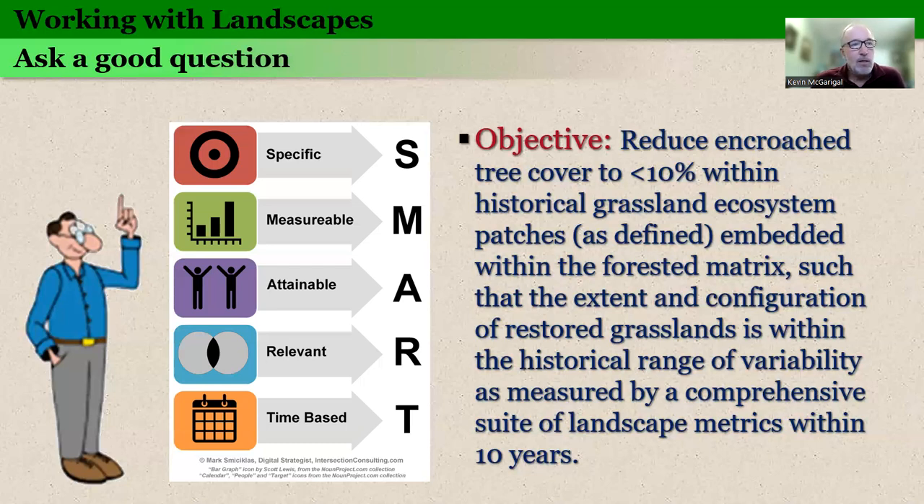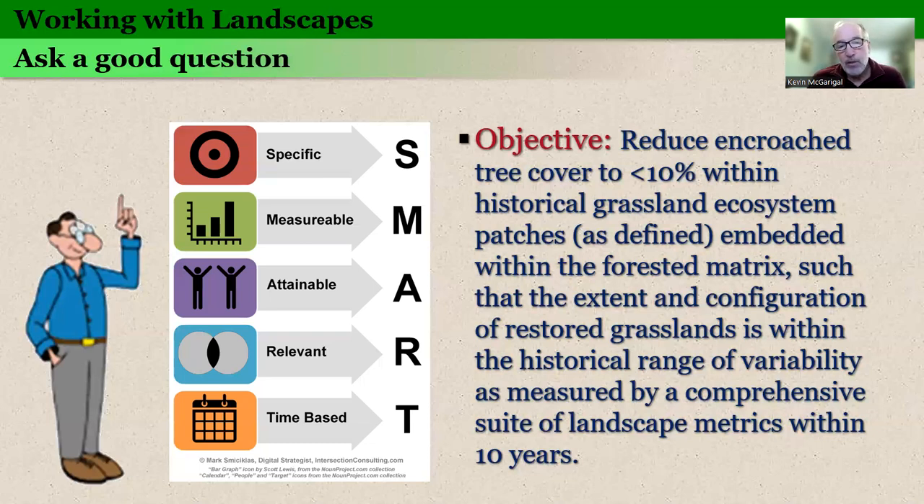And as with the broad pattern and process statement on the previous slide, the objective here also would require some step-down definitions in order to formally define the landscape and conduct the landscape analysis. So for example, we would need to choose specific landscape metrics. We would need to define what qualifies as a grassland. We would need to define what we mean by historical grassland ecosystem patches, etc.